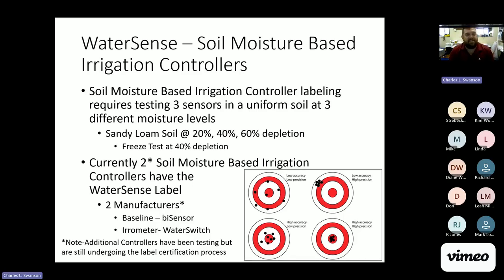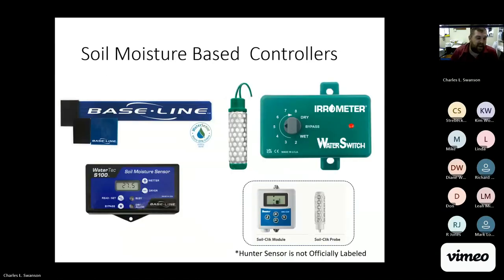We actually have lots of manufacturers of soil moisture-based irrigation controllers. However, at this time, only 2 manufacturers have submitted their products for testing and received the WaterSense label. Those 2 major manufacturers are Baseline and Acclima. I have here examples of both those sensors. On the left side, we have the Baseline sensors. These come in different models as well.